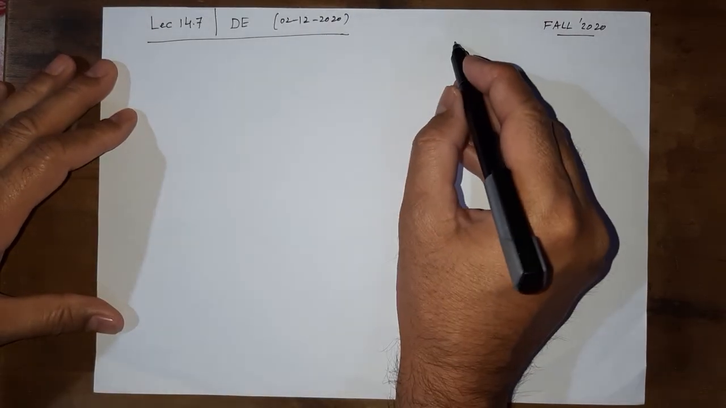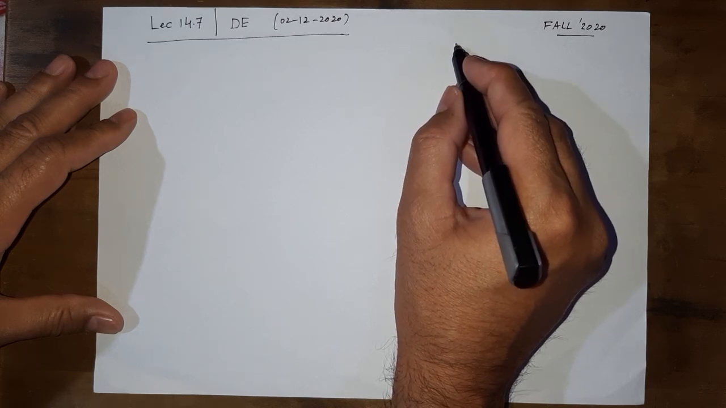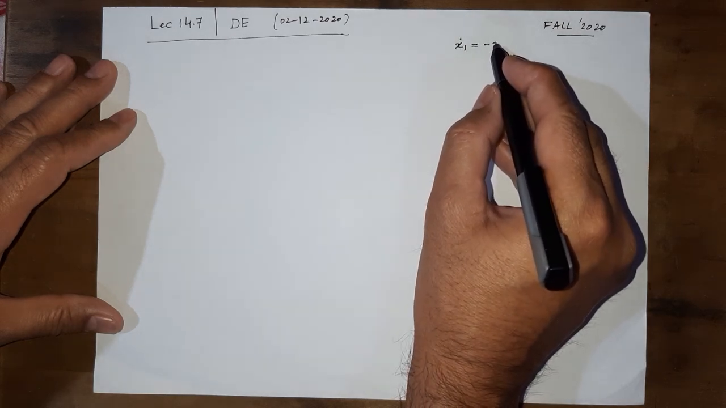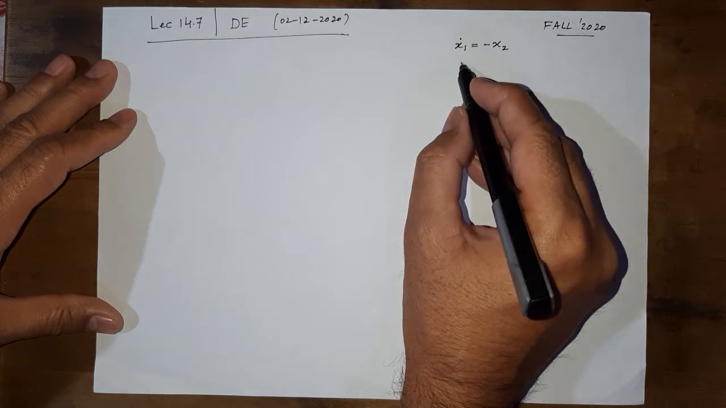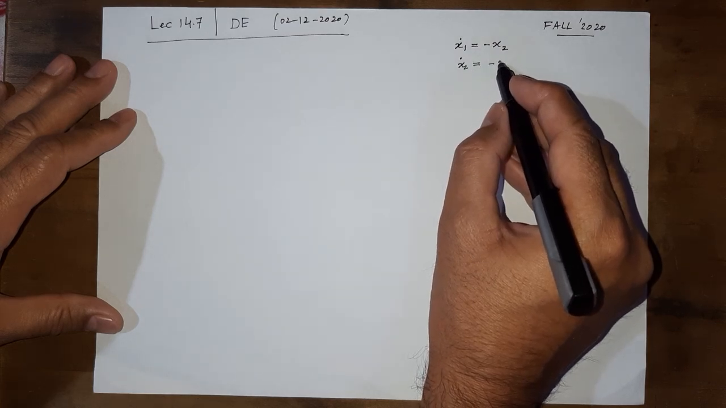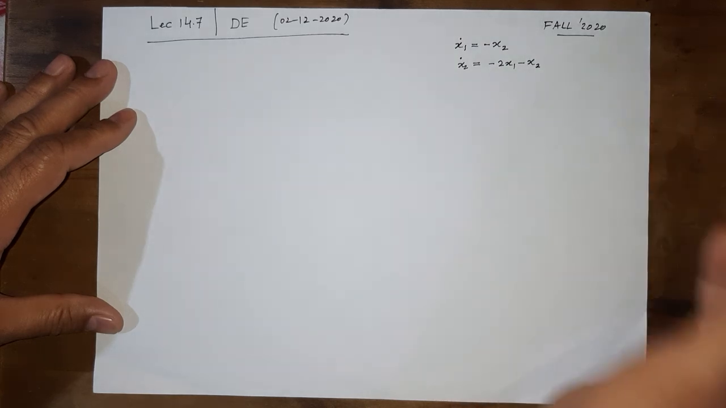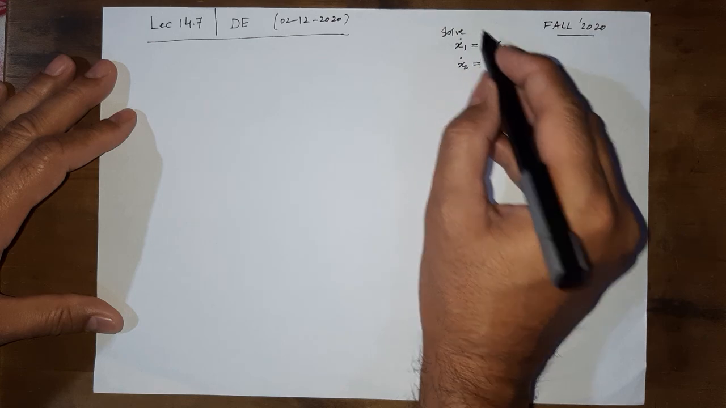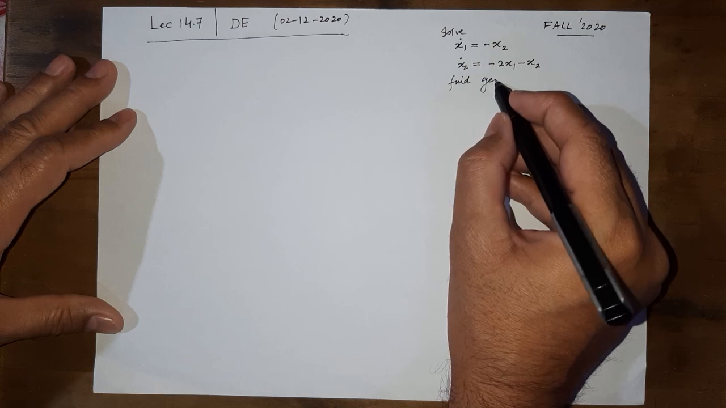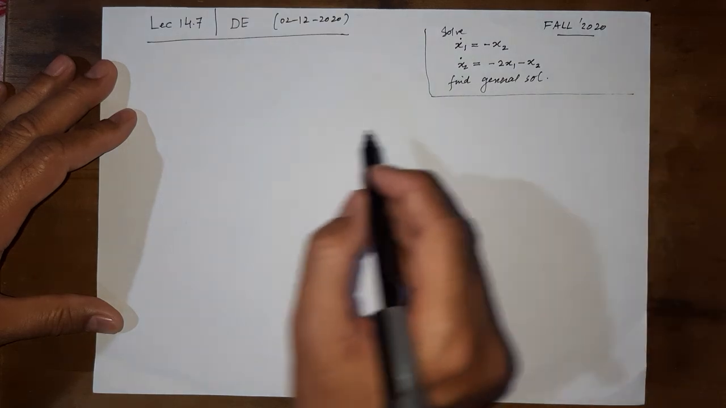For the previous lecture, where we handled the distinct real eigenvalues, try to solve these two differential equations to find the general solution. I am not providing the initial conditions, so you have to stop by forming the expression for the general solution. So solve these and find the general solution. This is for the previous one.